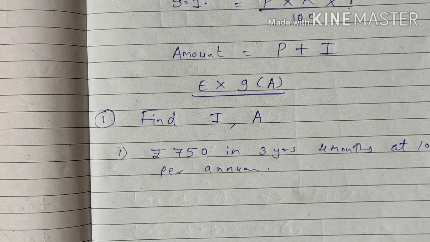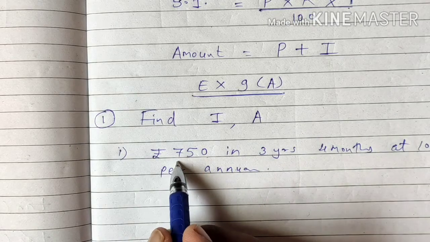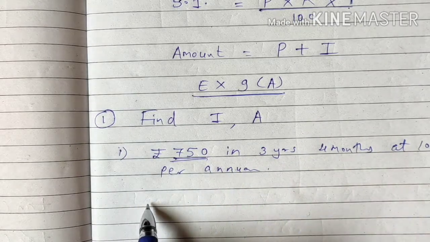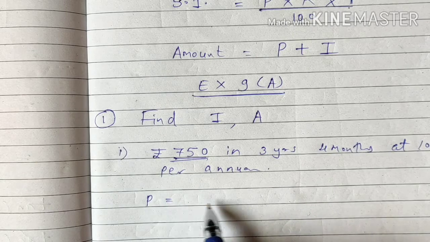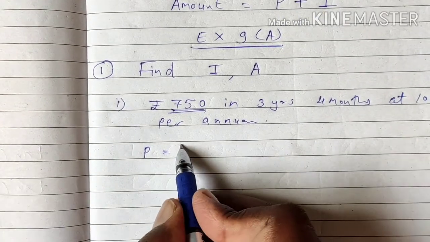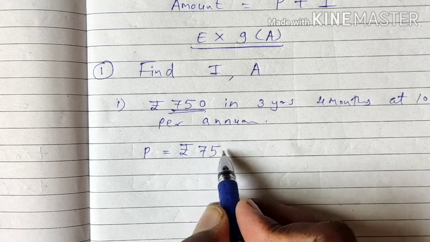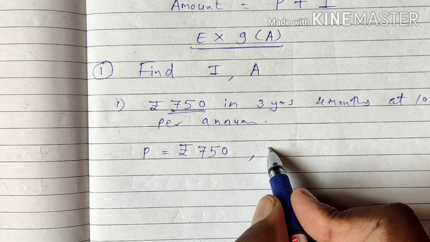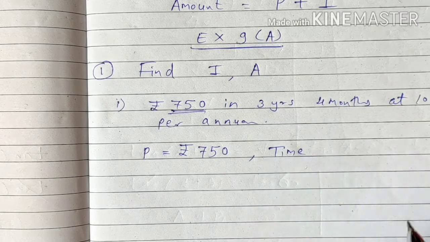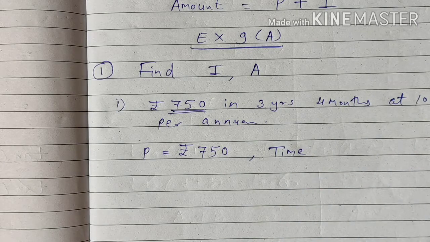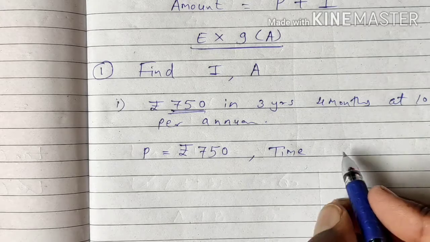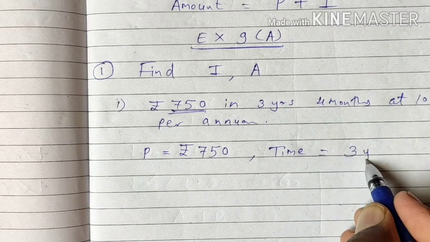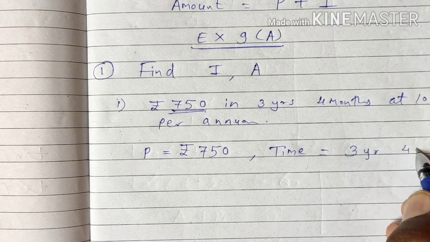Okay. Now students, how much amount is borrowed? 750 rupees. So we can say that the principal amount is 750. Then the number of years, the time taken as number of years, which is 3 years and 4 months.